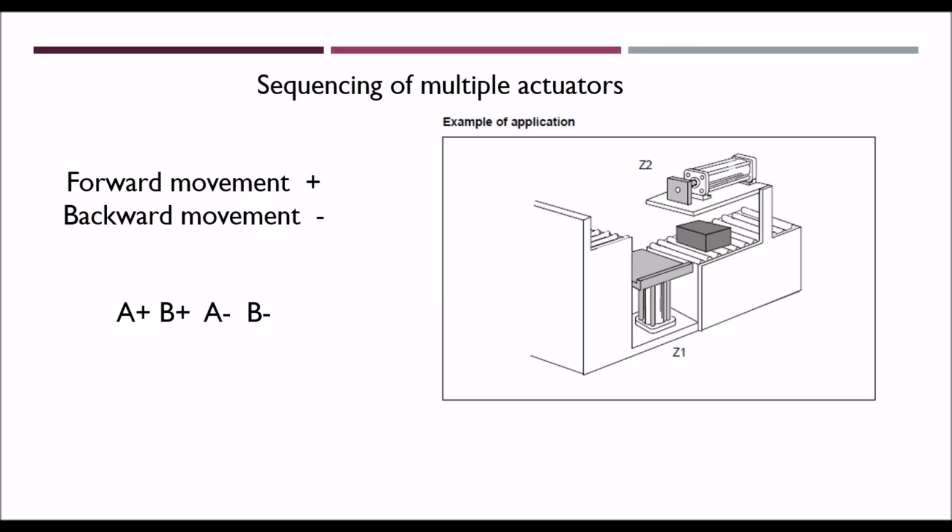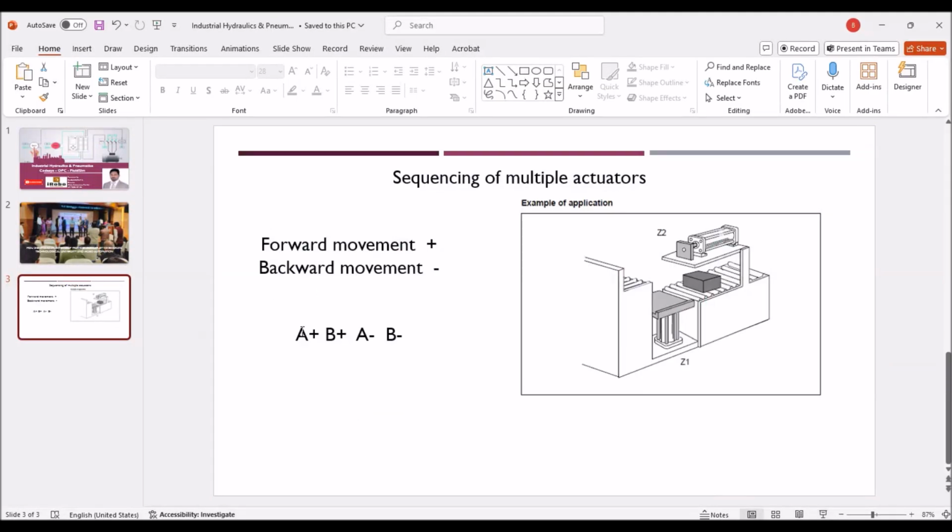Assume that there is an application with two conveyor belts, and there is a height difference. So there is metal transportation from one conveyor belt to another conveyor belt. There is a Z1 cylinder and a Z2 cylinder. Here, the Z1 cylinder we call cylinder A, and the Z2 cylinder we call cylinder B.